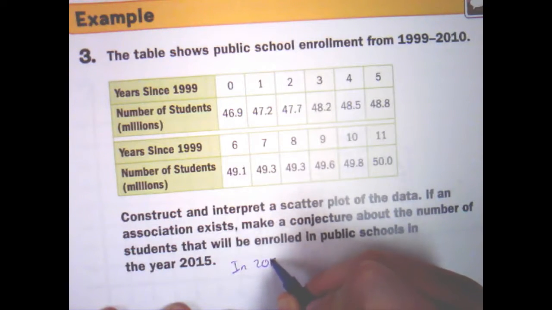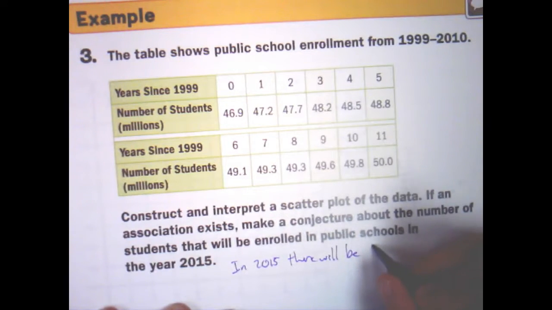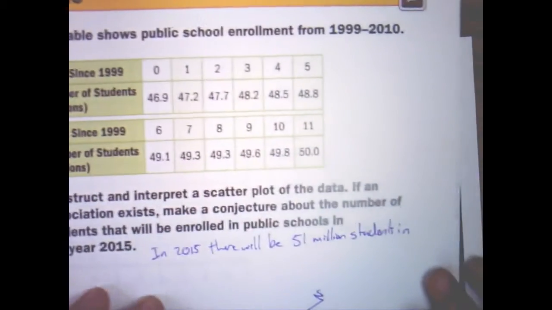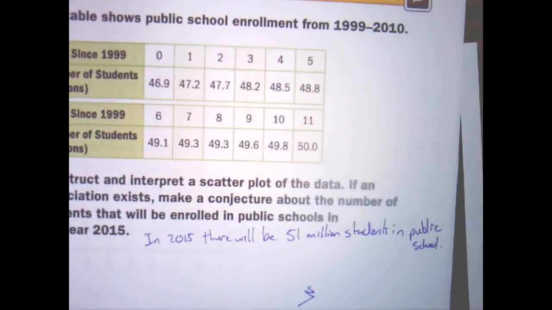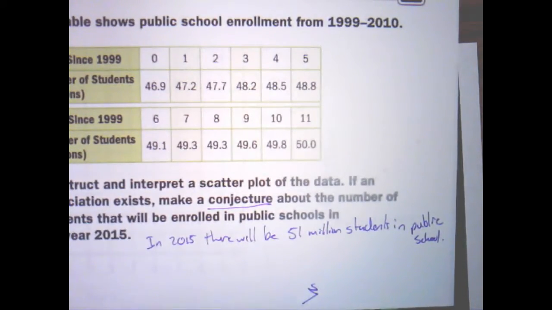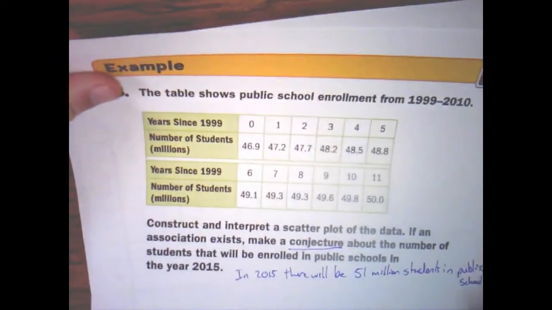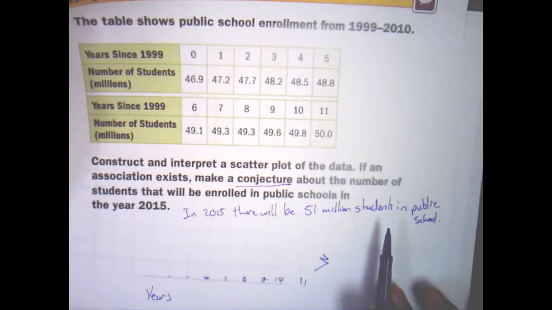In 2015 there will be 51 million students in public school. So that's your conjecture, the guess about what's going to happen. I know it's kind of hard to see on here because I had the 2 pages. But here was our data. This is our conjecture. In 2015 there will be 51 million students in public school.